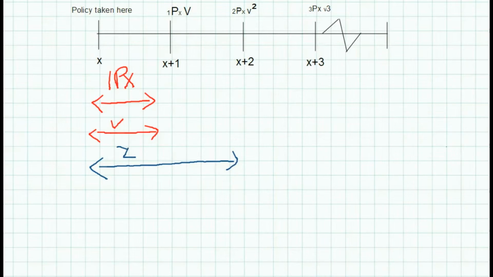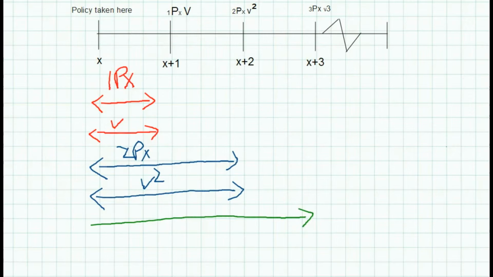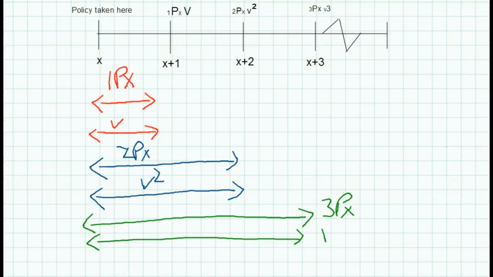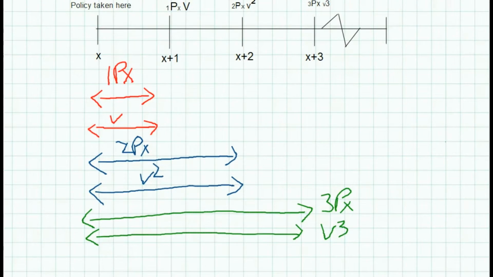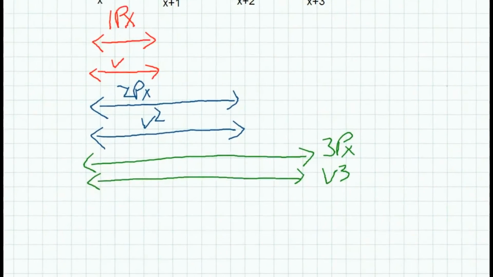Here, v is squared for the reason that this is the present value of the benefit to be paid from the year when the policy was purchased, which is 2 years from the inception of the policy. Moving on to x+3, we have 3px, meaning that the policyholder will survive from x to x+3, all 3 consecutive years. Here, v is cubed for the reason that this is the present value of the benefit to be paid from when the policy was purchased up until year 3. This goes on to infinity.